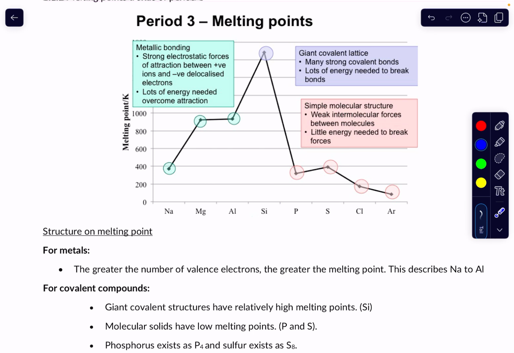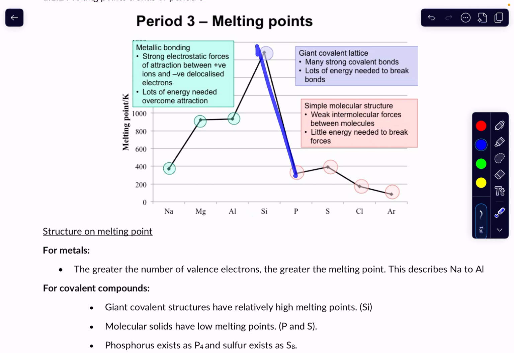Super strong covalent bonds, lots of energy needed to break them. It's a bit like carbon. So carbon's above it. Imagine carbon in a diamond form. Silicon does something very, very similar. It forms this diamond form and therefore requires tons of energy to break it. Then we get this massive drop.